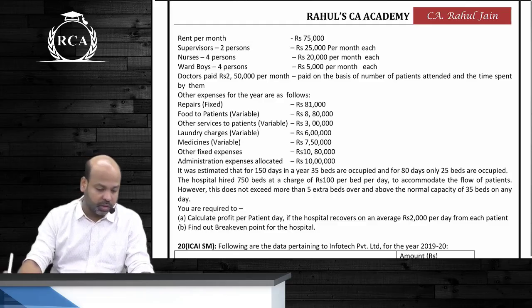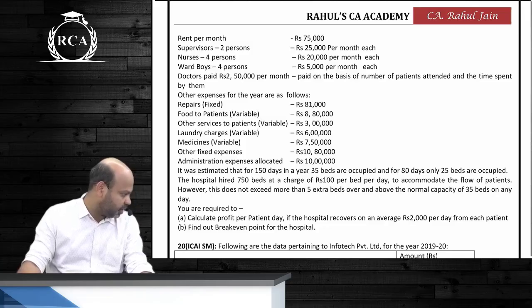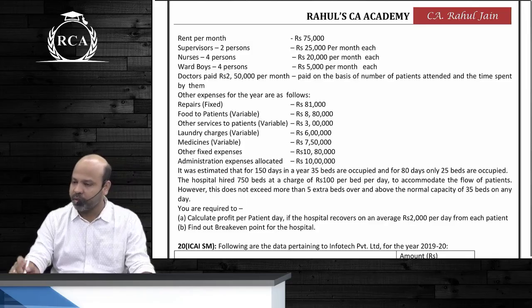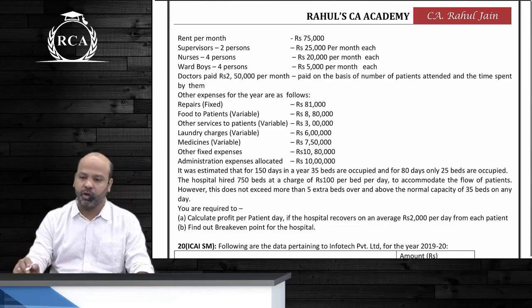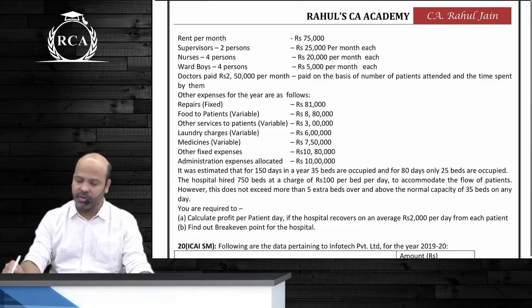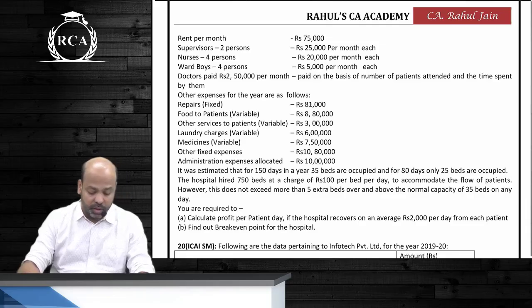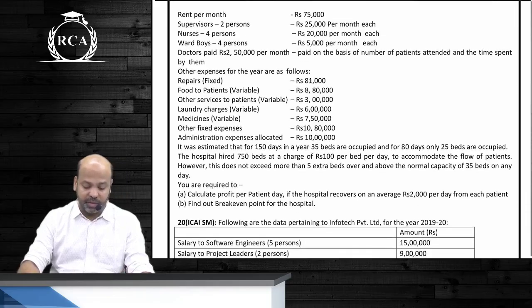When it comes to a hospital, obviously based on the information given here, the cost unit is going to be the number of bed days. Yes or no? The question says for 150 days, all the 35 beds are occupied. 150 multiplied by 35, 5250 is for those 150 days. Next, what does it say? For another 80 days, how many beds are occupied? 25 beds are occupied. 2000. 5250 plus 2000, how much is that? 7250. The hospital has hired 750 beds at a charge of 100 rupees per bed per day.